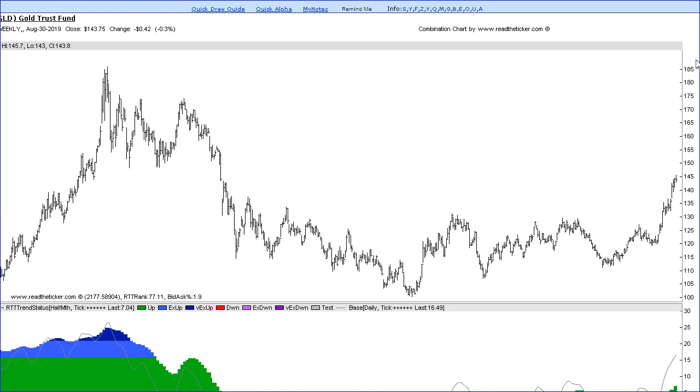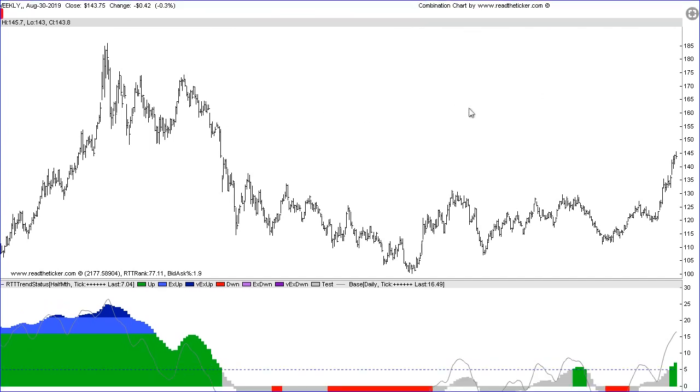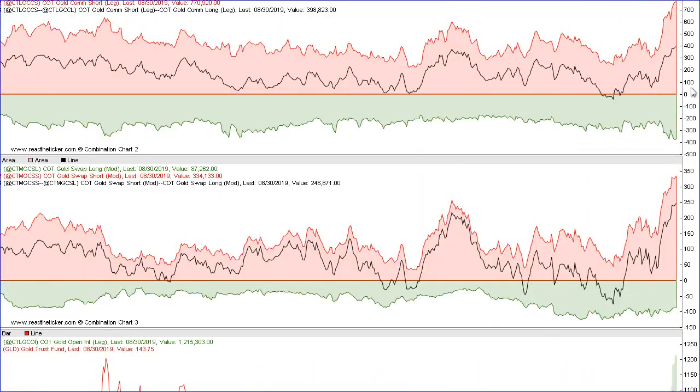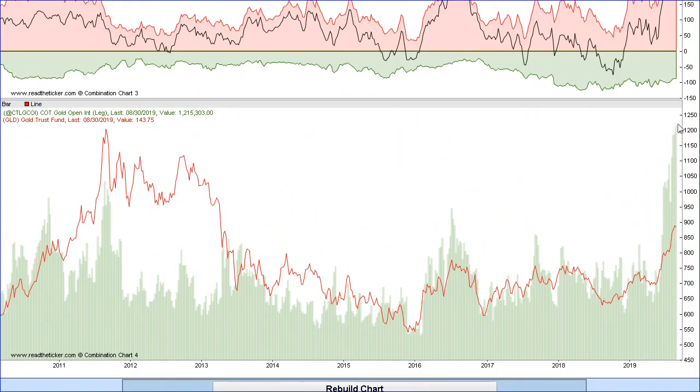Let's talk about gold, the fundamentals, and Wyckoff talk. Fundamental 1. Open interest on gold is huge. Here's the GLD. Scroll down to here. There's the open interest. Open interest has a relationship with turning points.